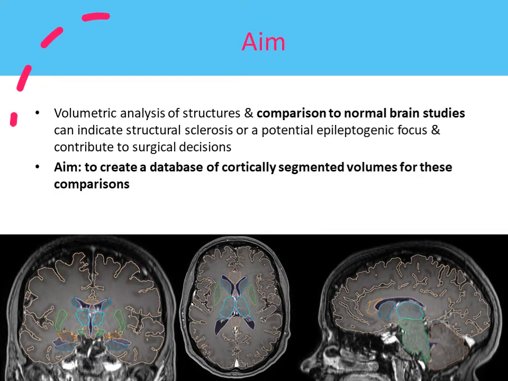For an accurate comparison, we needed to create a normal database consisting of volumetrics from a range of healthy subjects. The database would be subdivided by gender and age, with a minimum of 11 patients per subgroup. This was indicated by a power analysis to achieve statistical significance. The database would serve as a comparison tool for patients in the epilepsy workflow undergoing volumetric analysis.